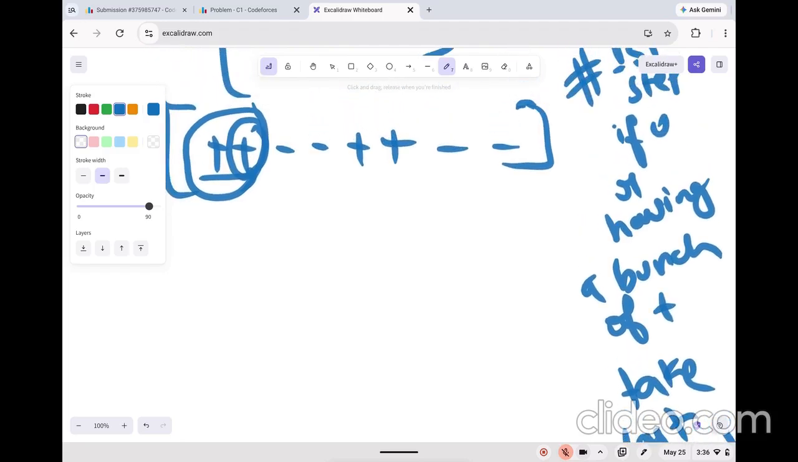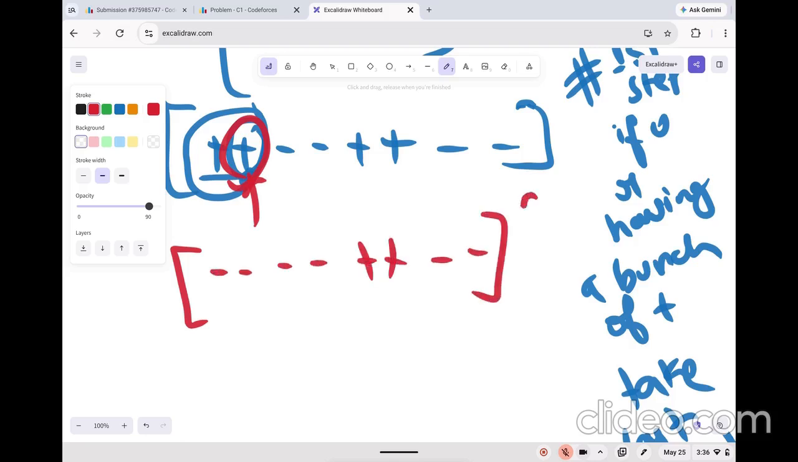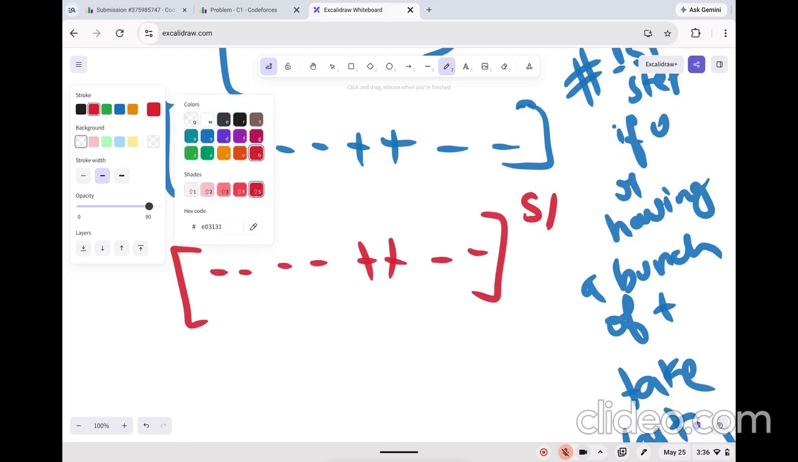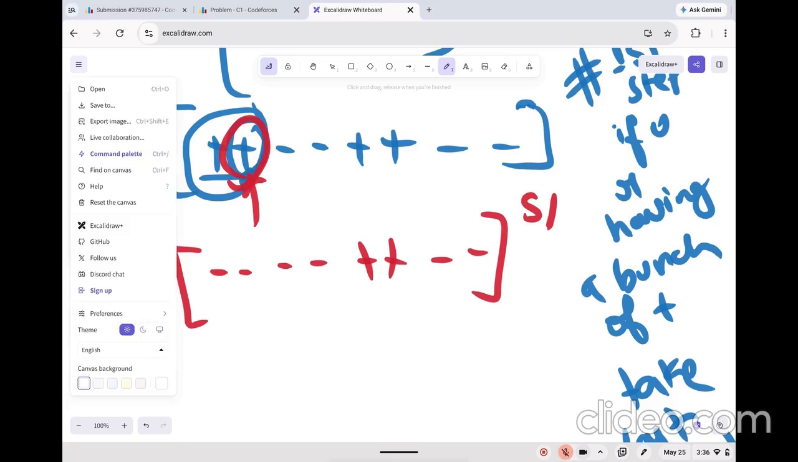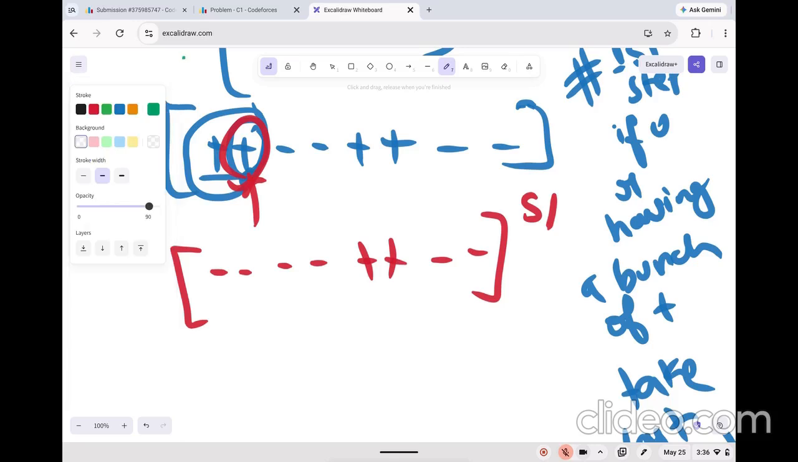You might be thinking, how will it work? Show us. Okay, so you had multiple positives. I am saying, take up this index and convert it. You will say, okay, it becomes minus minus minus minus plus plus minus minus. This is step 1, right? Let's change the color. Let's take green. All right, so next is, again, take a bunch.